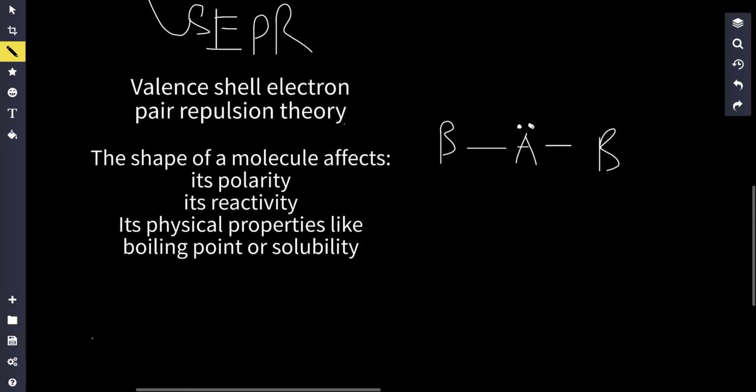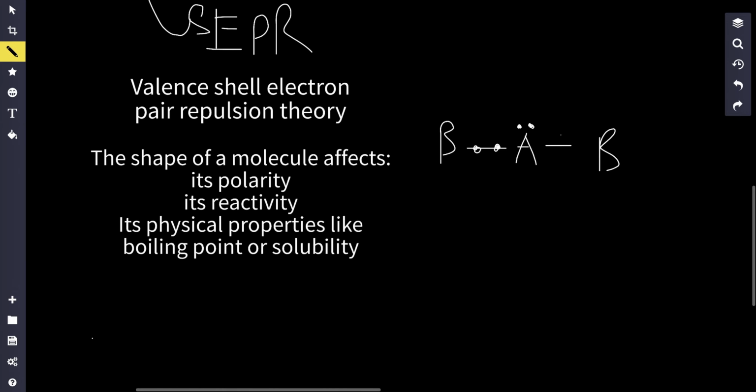And the reason why is because whatever bonds you have are going to be made up of electrons, and lone pairs are just lone pair electrons. Of course, electrons have a negative charge, so you have a negative charge and a negative charge, and like charges repel each other. So VSEPR takes into account the fact that electrons in these bonds are going to repel each other, and that's going to affect the shape of the molecule.